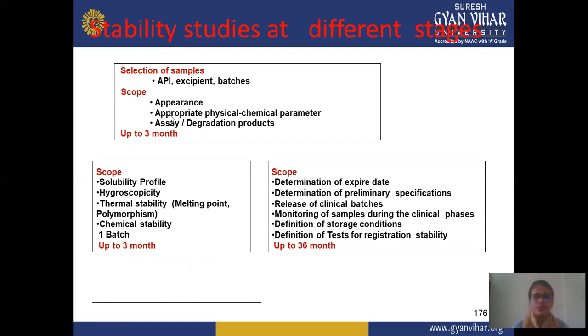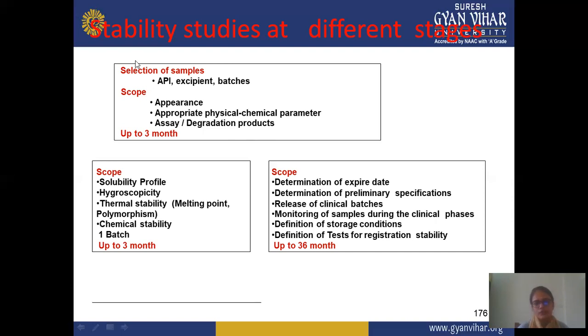In this, first is appearance. Second is appropriate physicochemical parameters. Third is assay and degradation product. Means whether any changes are observed or not in your formulation. Then appropriate physical and chemical parameters: certain physical or chemical changes are observed. Then assay and degradation of the product. Assay means whether a particular amount of drug shows effect or not in your formulation. And this study is mainly for up to 3 months.